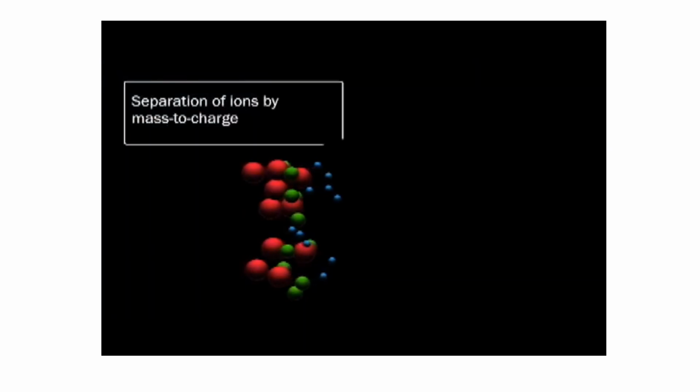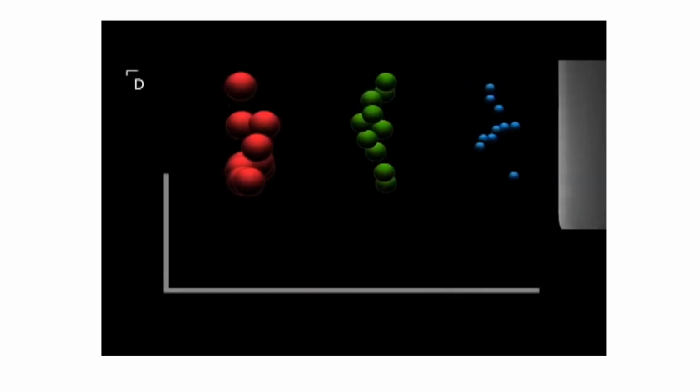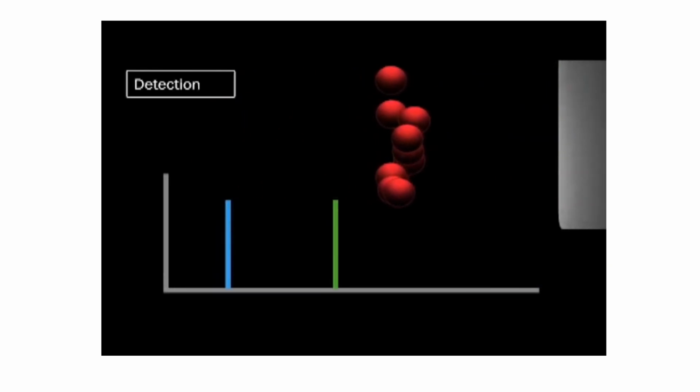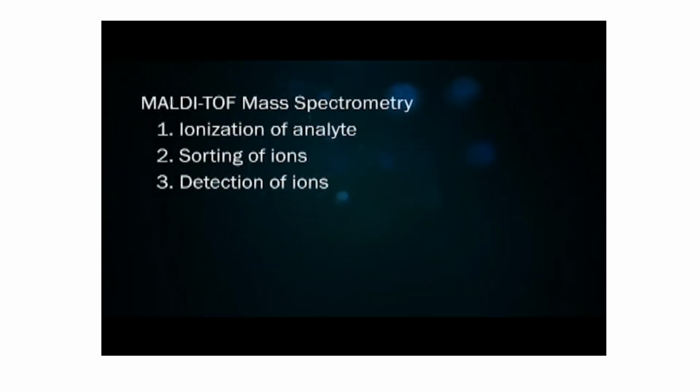TOF stands for time of flight, a mass spectrometry method that separates ions by their mass-to-charge ratio and determines that mass-to-charge ratio by the time it takes for the ions to reach a detector. Let's look at each of these components of MALDI-TOF spectrometry in detail.